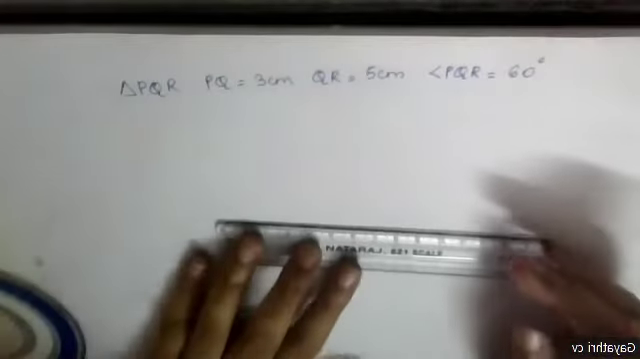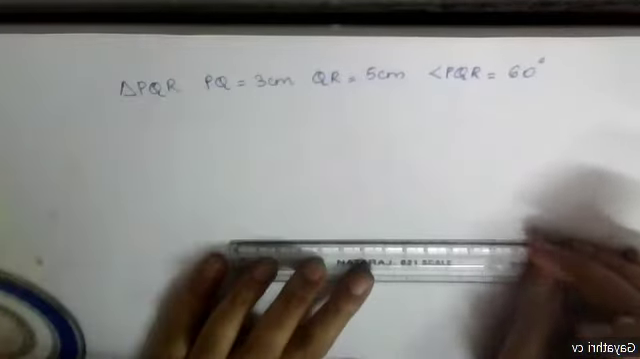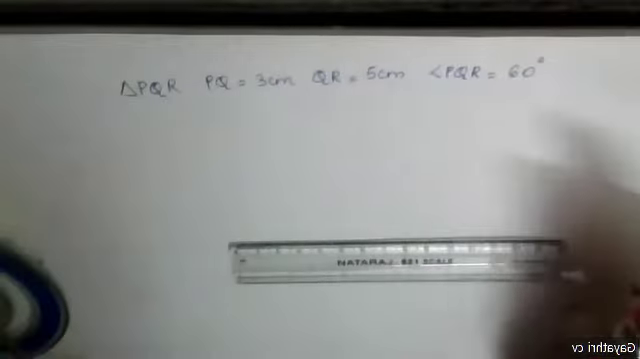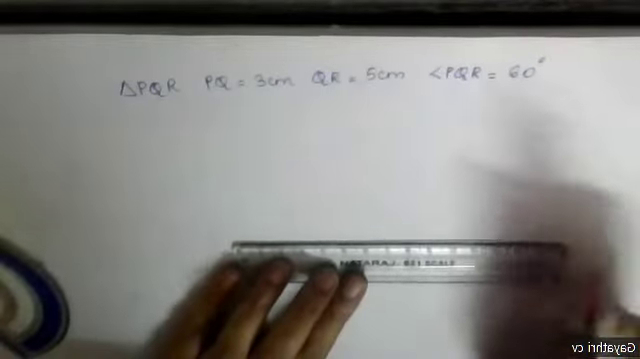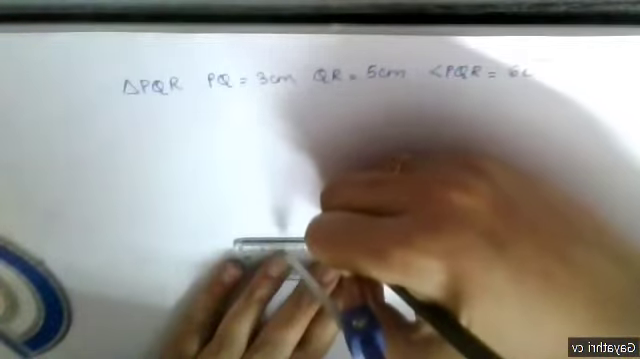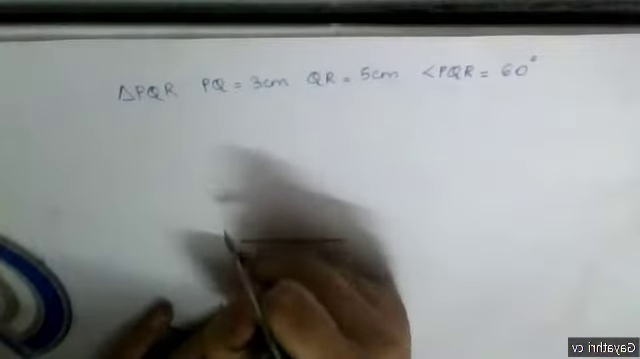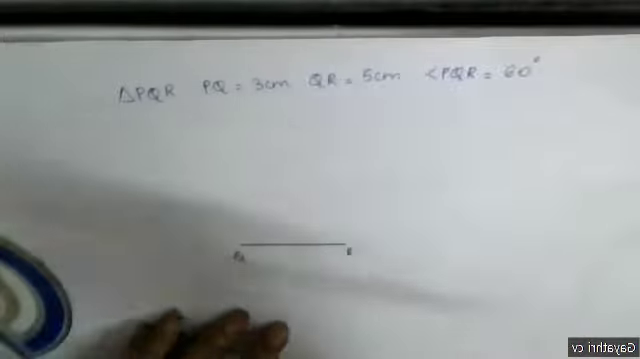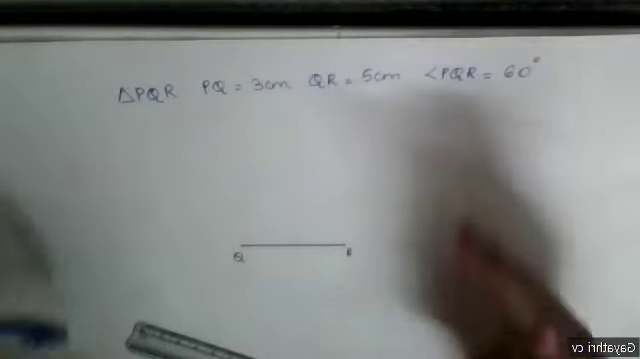So first let us draw QR, which is 5 centimeter in length. So for this, let us use the scale and the pencil. Now for this construction, I am going to use scale, compass, and the protractor. You will need all of these. So first let us draw the line segment QR, which measures 5 centimeters. So here is line segment QR, this is Q, and this is R. It measures 5 centimeter.